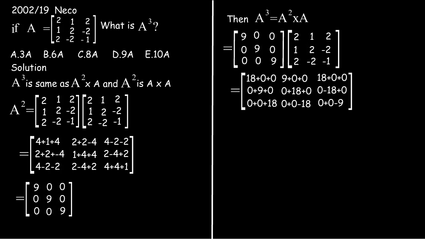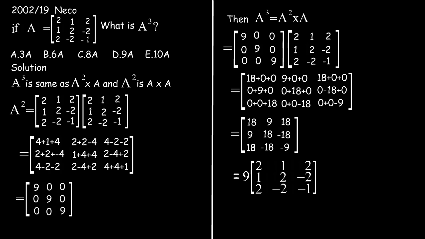And when we add it up, it gives us the matrix 18 9 18, 9 18 minus 18, 18 minus 18 minus 9. And if we divide this entire matrix by 9, or we factorize by 9, whichever way you want to put it, it will be equal to 9 times the matrix 2 1 2, 1 2 minus 2, 2 minus 2 minus 1, which, as you can see, is the same value as our matrix A. So this will be equal to 9A.